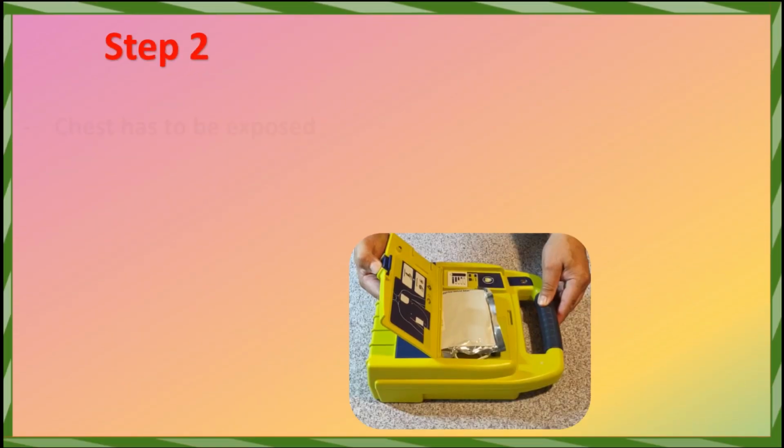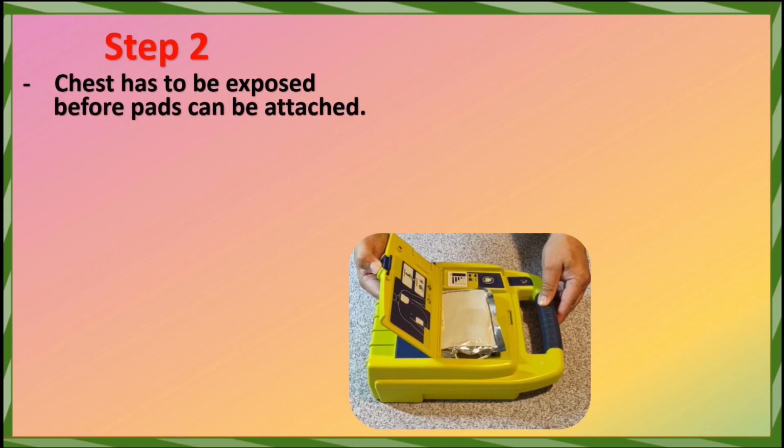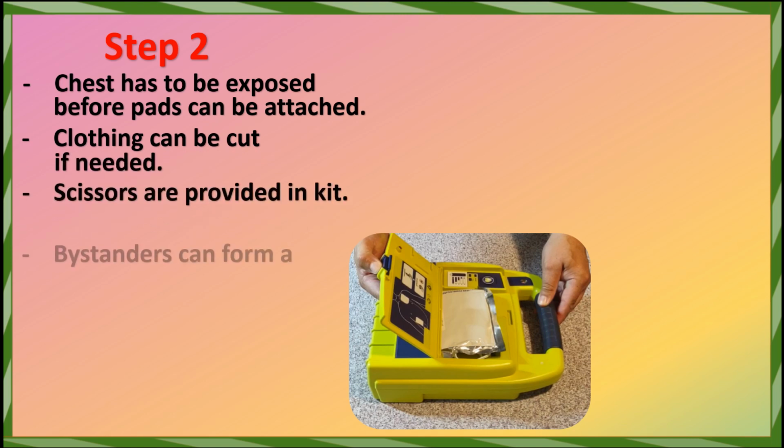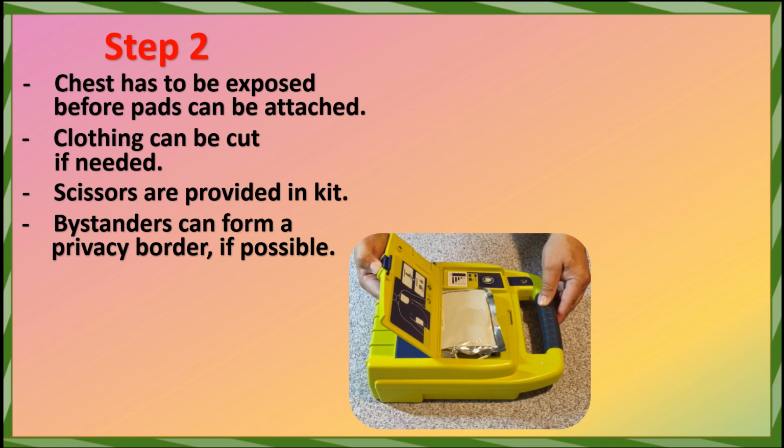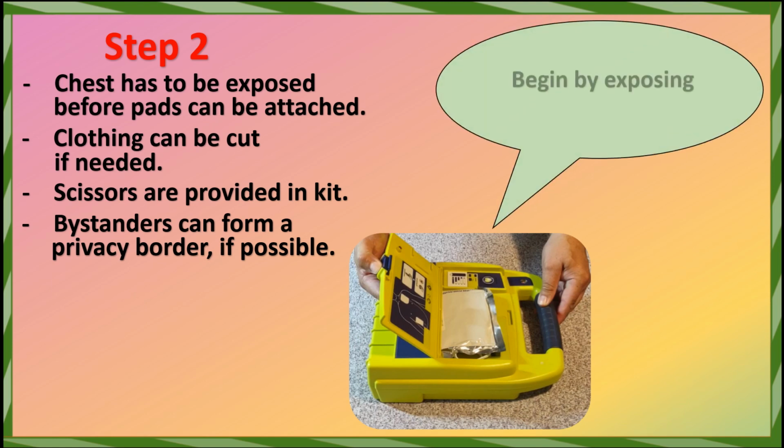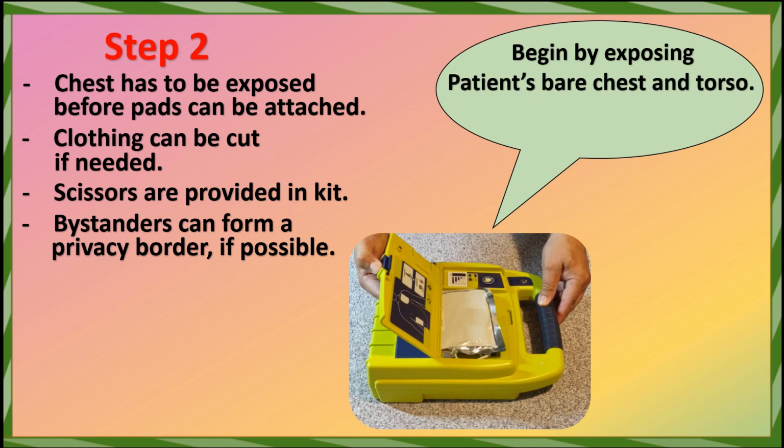Step 2. The chest has to be exposed before pads can be attached. Clothing can be cut if needed. Scissors are provided in the kit. Bystanders can form a privacy border if possible. Begin by exposing the patient's bare chest and torso. Remove or cut clothing if needed.